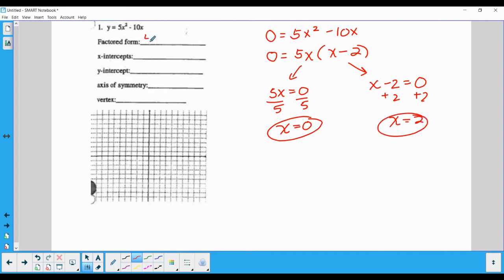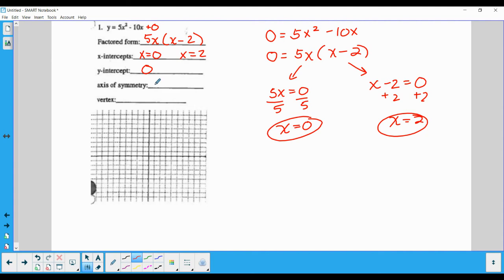So factored form is what I got when I factored out the GCF, 5x times x minus 2. And the x-intercepts that I got from that are x equals 0 and x equals 2. When a quadratic is in standard form, the y-intercept is always c. So technically c here is 0, so the y-intercept is also 0.